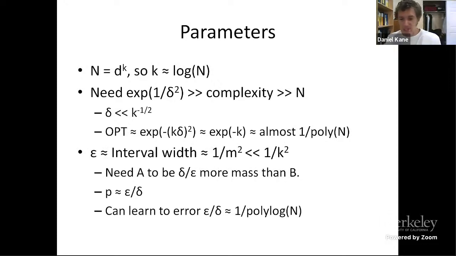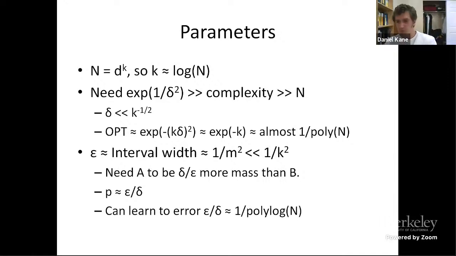And finally, epsilon, this interval width that we get. It has to be less than 1 in m squared for this moment matching thing to work. And that means it has to be less than about 1 in k squared. And this is a bit of a problem because we need a to be taller than b off of j. And this means that the normalizations of a and b need to differ by something like delta over epsilon.